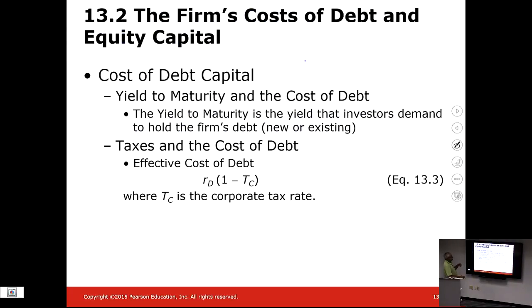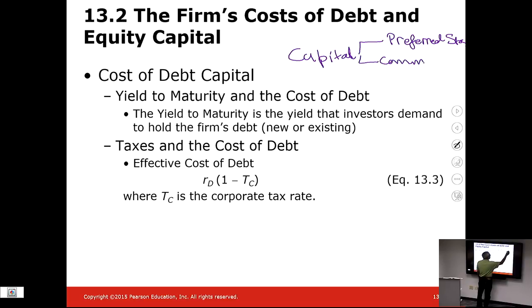Now, when we get into the component parts, there are three elements that we have to look at. Two basic elements: first, equity and debt, and then within equity, common stock and preferred stock. So those are the three elements that make up capital: preferred stock, common stock, and debt. So let's take a look at debt.